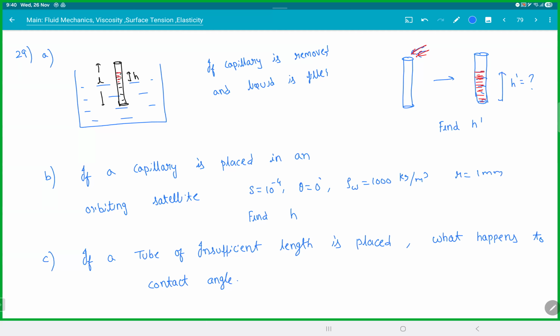If a capillary is placed in an orbiting satellite, surface tension is given, theta is given, density of water is given. Find h. What happens?